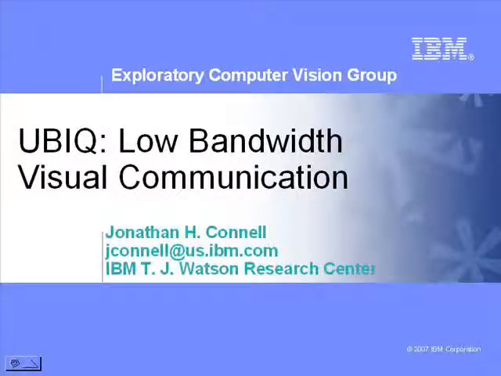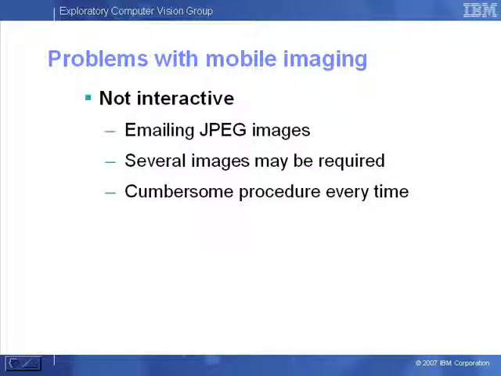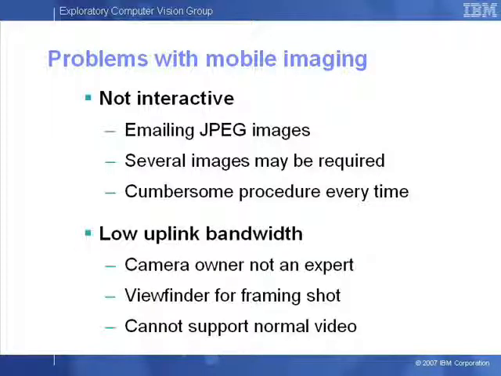Many mobile phones now have embedded cameras and can take high-resolution images. However, they are not as useful as they might be due to two factors. First, they are not set up for an interactive discussion involving multiple pictures. Typically, they just transfer one image at a time via email. The second problem is that the bandwidth of the uplink is very constrained. This means each image takes a long time to transmit, and video is nearly impossible with conventional codecs.